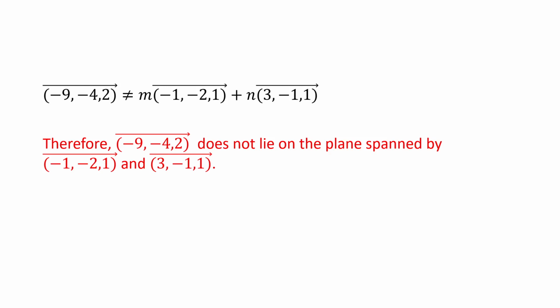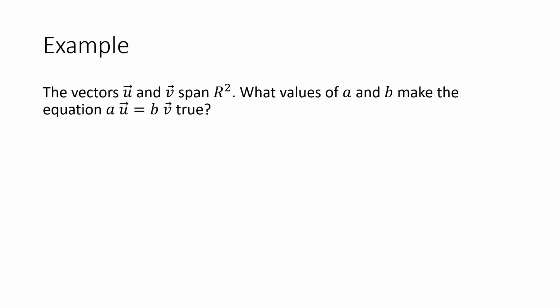Those two most recent examples with very similar looking vectors show that if you've got two non-zero, non-collinear vectors in R3, you're going to have a plane spanned. Some vectors will be on it, some other vectors won't be on it, and we now have a way of testing. Now, suppose I tell you that the vectors u and v span R2.